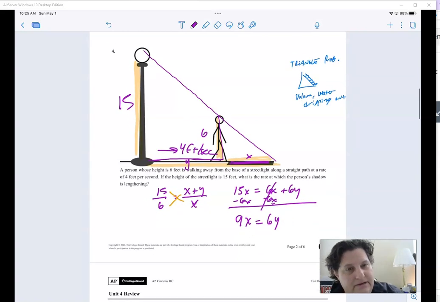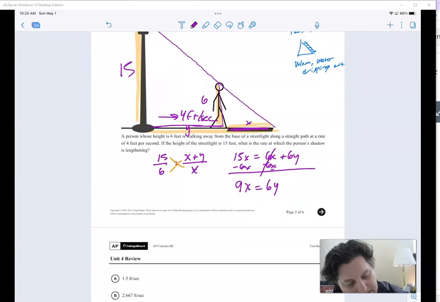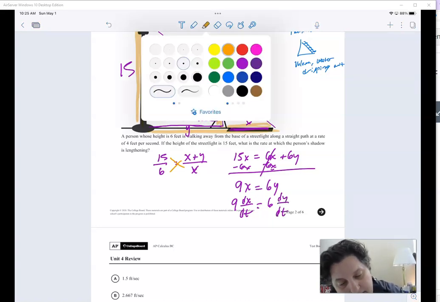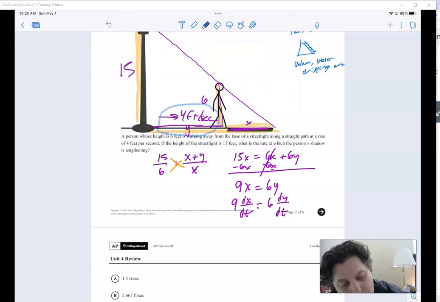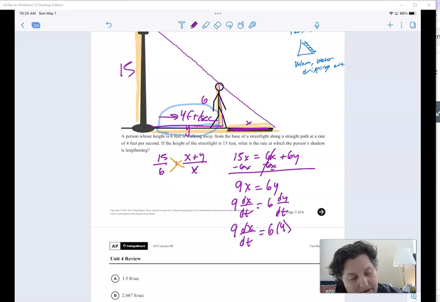Now I'm going to take the derivative of both of these with respect to time. The derivative of x is 1 dx/dt. The derivative of y is 1 dy/dt. Over here, he is walking, so y is changing at a rate of 4 feet per second. That is dy/dt, so I'm going to call that 4. And then we see what's happening with the shadow. So 9 dx/dt equals 24.